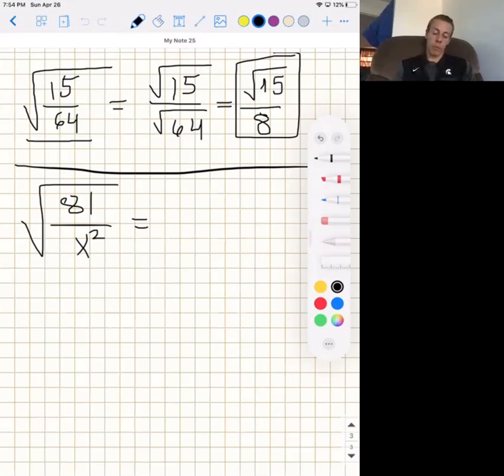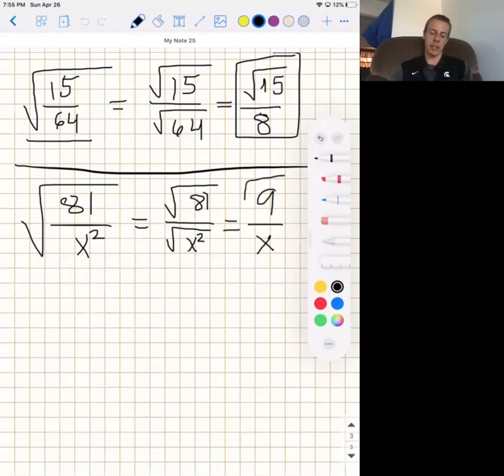All right, so we can split this up. Since it's a division statement, we can split it up as the square root of 81 divided by the square root of x squared. Well, the square root of 81, what number times itself is 81? Well, that's 9. And the square root of x squared, or what number times itself is x squared? Well, that's just x. Okay? So this one, in our simplest form, we actually ended without a radical in it. And that's okay. If that happens, great. That's even easier for us.